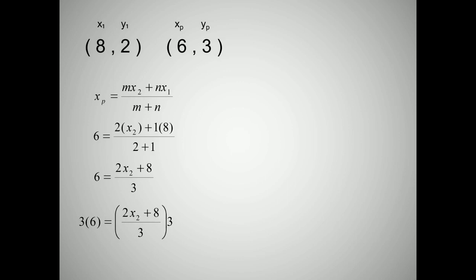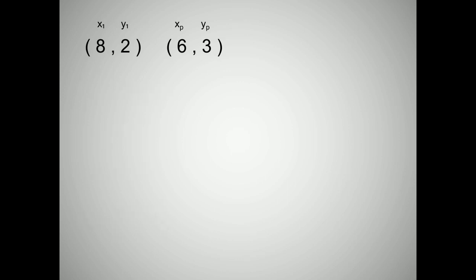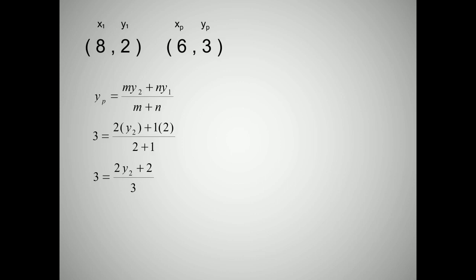To cancel the denominator, we need to multiply both sides by 3. For y sub p, we will use the formula m y sub 2 plus n y sub 1 over m plus n. If we substitute the values, it will be 3 is equal to 2 times y sub 2 plus 1 times 2 over 2 plus 1. So it will be 3 is equal to 2y sub 2 plus 2 over 3.